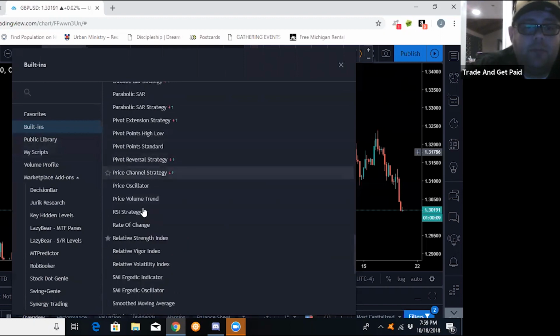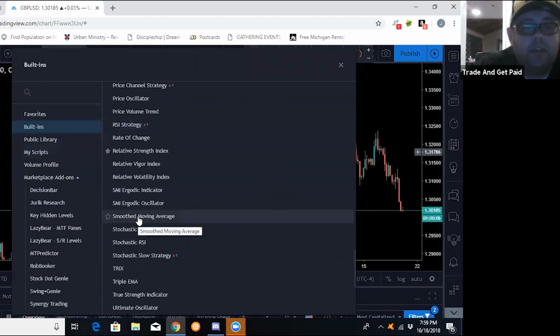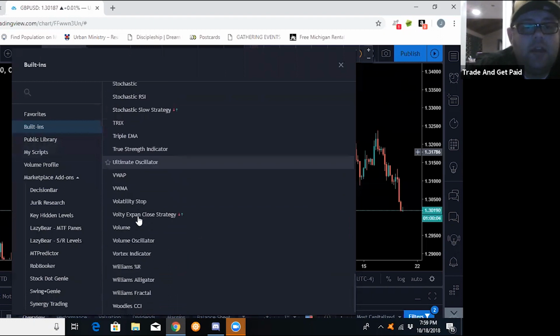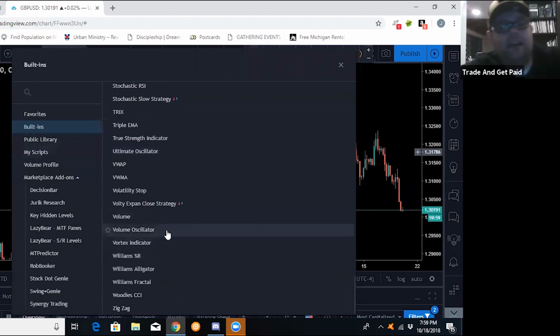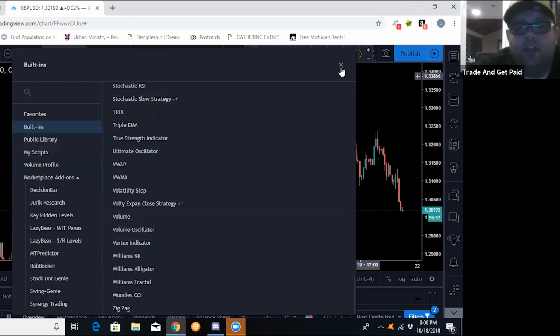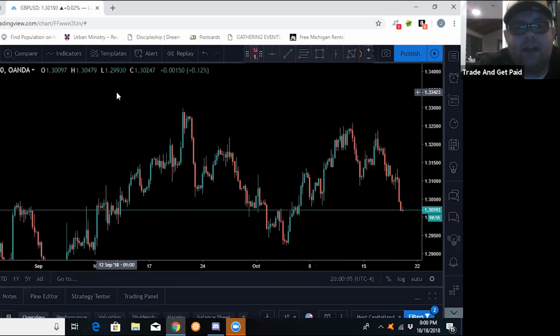You can use pivot points. That's a really cool indicator, especially for scalping. It's a great one. There's a lot of different things you can do in here, guys. Volume, vortex indicators. Again, you want to find and test these out. Test them on a demo. Make sure you understand how they work and how to use them before you go trading your live money on them.